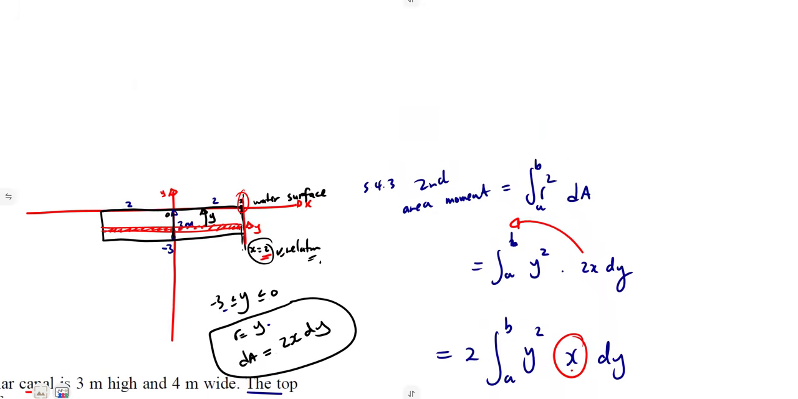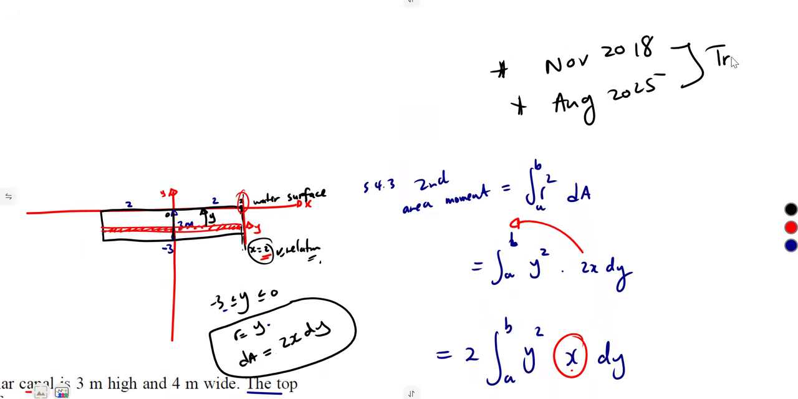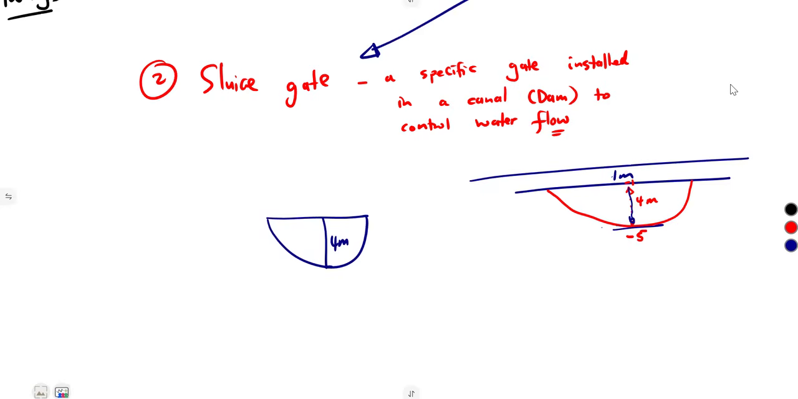Okay. Also try these questions. As an individual, I want you to try this. November 2018, August 2025. Okay. These ones, they are also on a rectangle type of a question. So use that to see if you truly understand the concept of a rectangle for calculations made when it is below the x-axis.